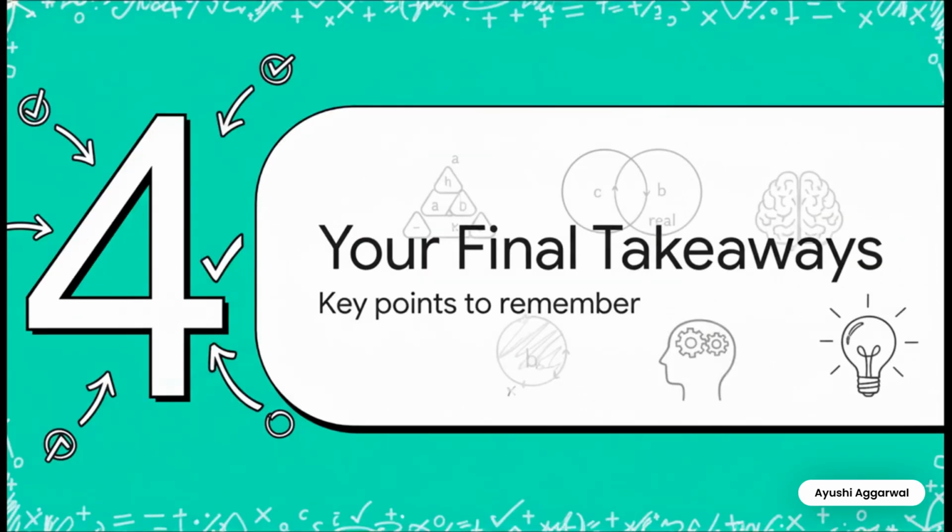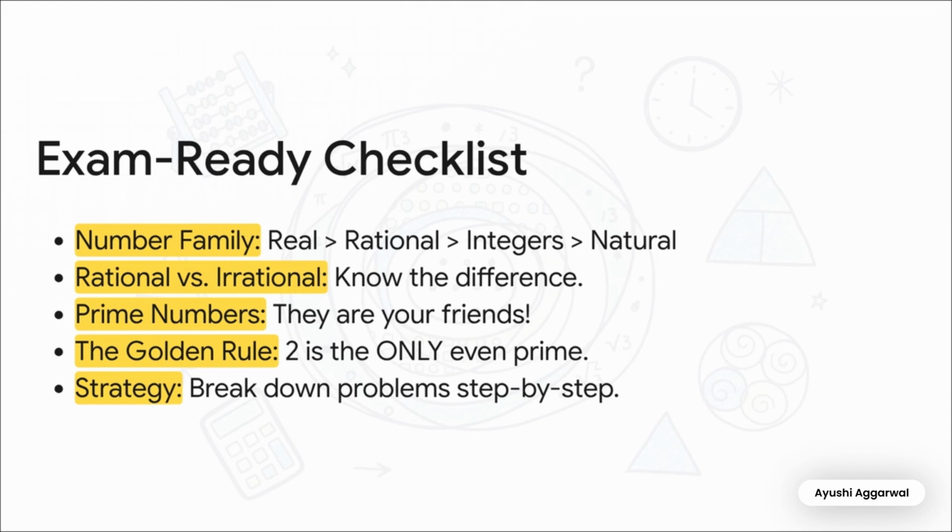Okay, before we wrap up this whole explainer, let's just quickly go over all the important points one more time. Just a quick revision so they really stick in your mind. Think of this as your final exam-ready checklist. First, always remember the structure of the number family. Second, be absolutely clear on the difference between rational and irrational numbers. Third, prime numbers are your best friends. They're super important. Fourth, and this is the big one, never forget, 2 is the only even prime. And finally, always break down every problem step by step using logic.